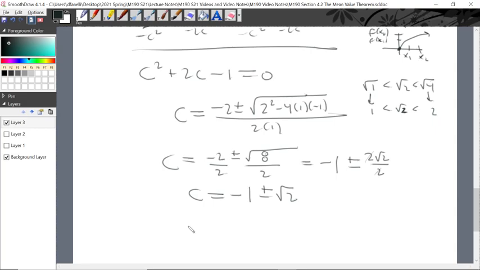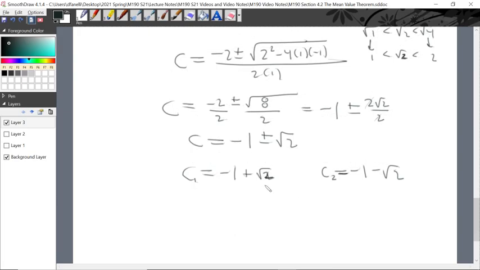So anyway, this means we have two quantities to consider. Negative 1 plus root 2, and negative 1 minus root 2. Maybe I want to call those C1 and C2. Since the square root of 2 is between 1 and 2, then C1, that's negative 1 plus root 2, if we just subtract 1, would have to be between 0 and 1. So C1 is contained within the open interval 0 to 1, which is the interval we were working with.